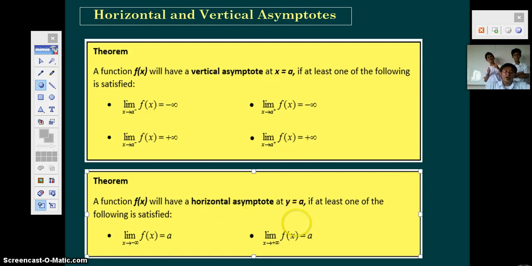And for horizontal asymptote, if you evaluate limits at negative infinity and at positive infinity, if the function approaches a value a, then it's a horizontal asymptote at y equals a.